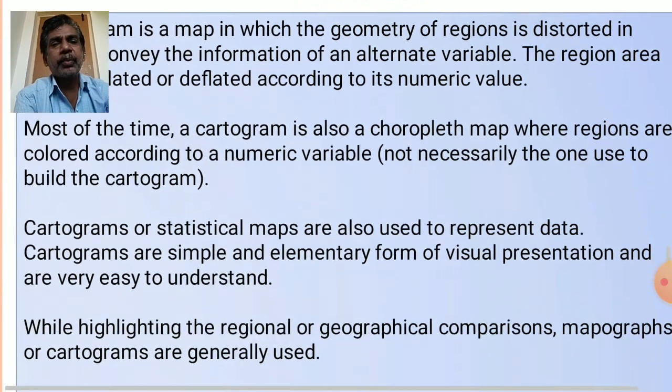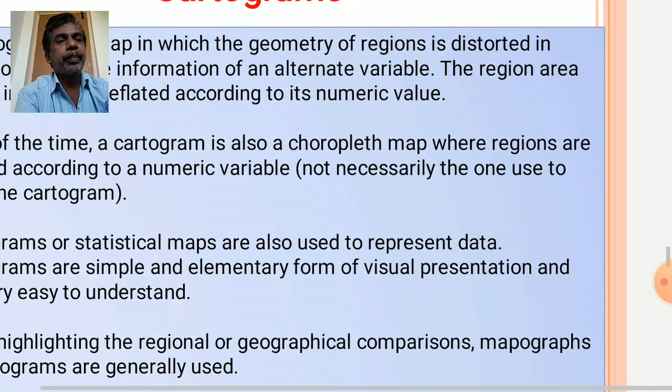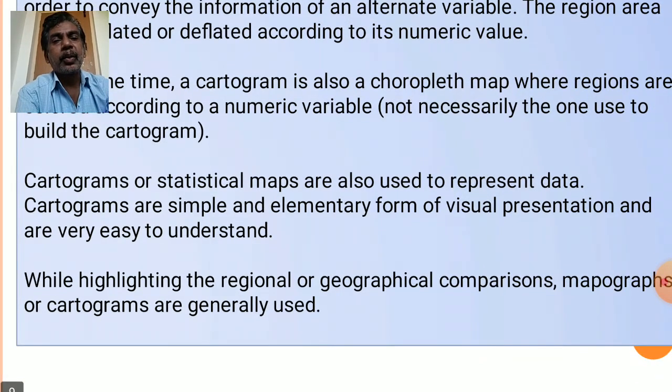Most of the time, a cartogram is also a choropleth map. A choropleth map is one where regions are colored according to a numerical value, the one used to build the cartogram. So cartograms are maps which are also used to represent data. Cartograms are a simple and elementary form of visual presentation.